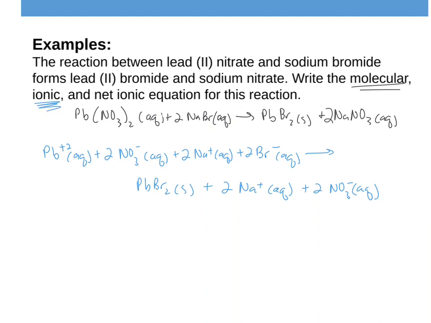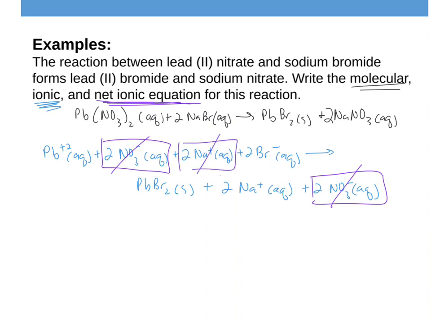Now, if I want to turn this into the net ionic equation, I just need to cancel out those spectator ions. I need to cancel out those things that are on both sides. So is lead-2 on both sides? I don't see a lead-2 ion down here, so I'm not going to cancel that out. Are nitrate ions on the right-hand side? Yes, I do see nitrate ions, so I can cancel those out. So these 2 nitrate ions can cancel out with these 2 nitrate ions. 2 sodiums, yes, I see 2 sodium ions. Those can cancel out with these 2 sodium ions. I don't see any bromide ions, I just see PbBr2.